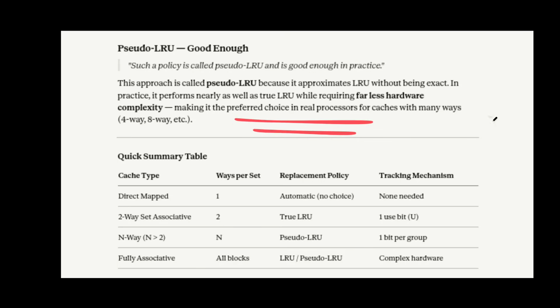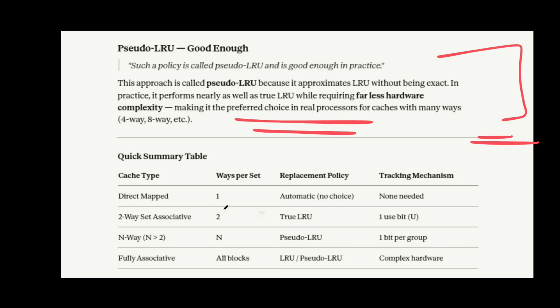This type of hardware divides the LRU into two groups, and then you decide whether group A is least recently used or group B is least recently used. This is pseudo-LRU. It would perform just like the true LRU. It's approximating the true LRU, but it can reduce the hardware complexity. That is the main advantage of using pseudo-LRU. It will reduce the hardware.